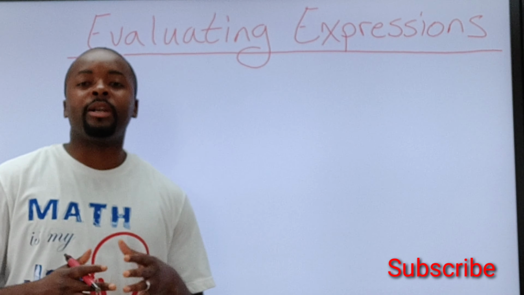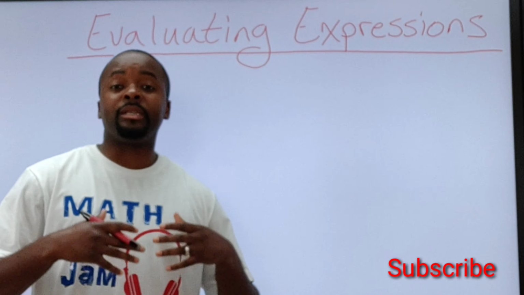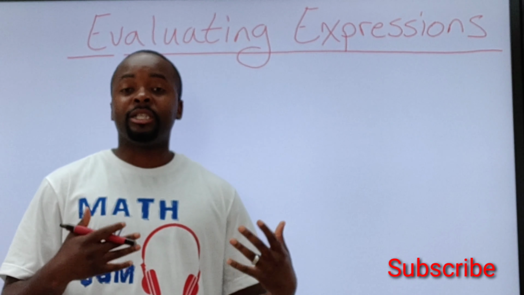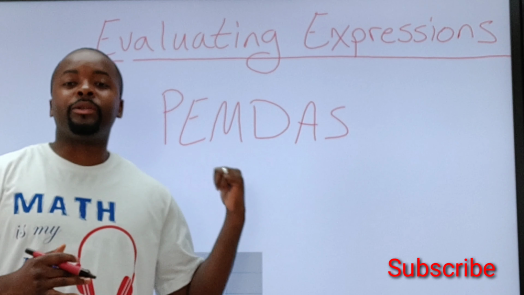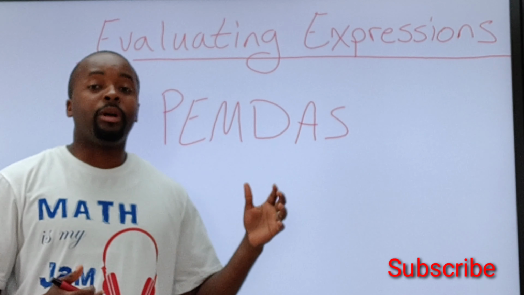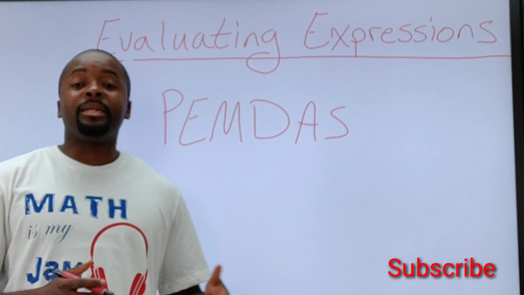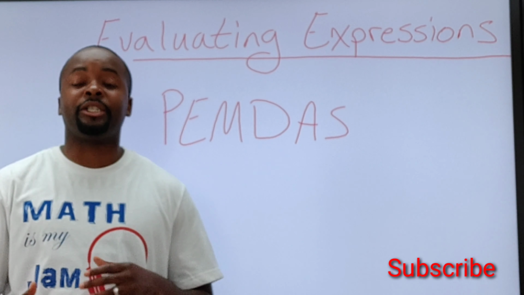Today's lesson is on evaluating expressions, and in order to evaluate expressions, you have to understand order of operations. So let's just briefly review the order of operations. Now you may remember this little acronym. It stands for Please Excuse My Dear Aunt Sally, where the P is for parentheses, the E is for exponents, the M and the D are for multiplication and division, AS are for addition and subtraction.